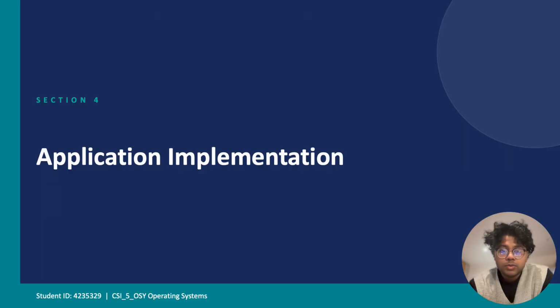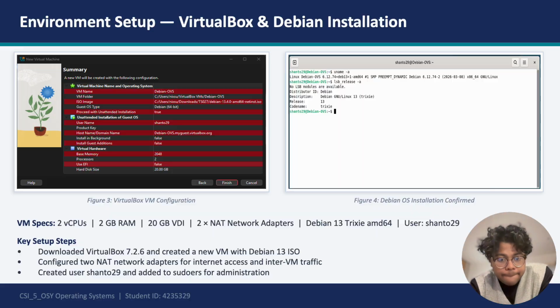So now we move from theory into practice. These sections cover how I set up the entire environment from scratch: creating the virtual machine, installing Debian, and building and configuring Open vSwitch. Each step is supported by screenshots captured directly from the virtual machine, showing the username Shanto29 to confirm the work was done by me. So let's start.